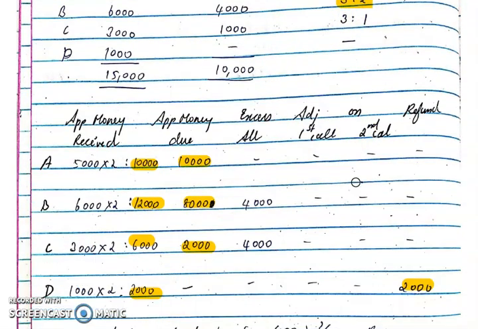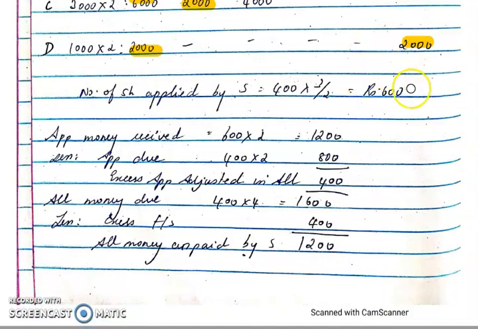So based on this ratio, we are going to calculate. It will be 600. So his original money, that is application money received, will be 600 into 2, so 1200, less the amount due. What will be the amount due? It is 400 into 2, that is 800. So when you subtract it, this is only the excess amount which has to be adjusted.